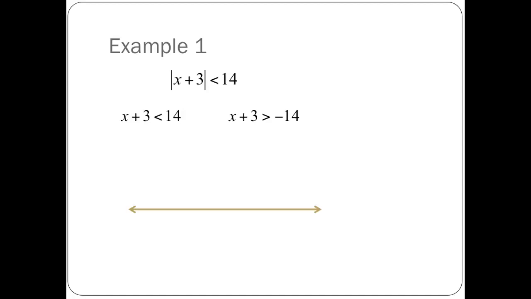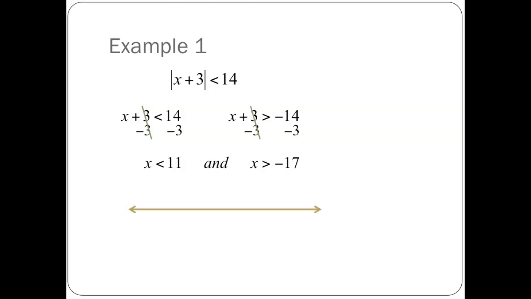All right, now let's go ahead and solve each inequality. So we're going to subtract 3 from both sides. That leaves us with x is less than 11. And then for the right, we're going to subtract 3 from both sides, and that leaves us with x is greater than negative 17. Now if you look at the original inequality, this was in the form of a conjunction. That means I would put an and in between these two.